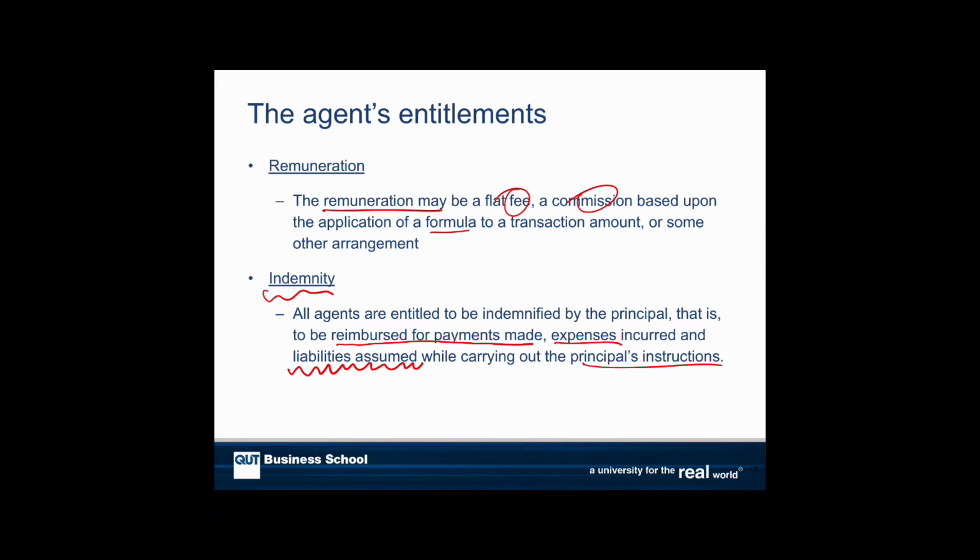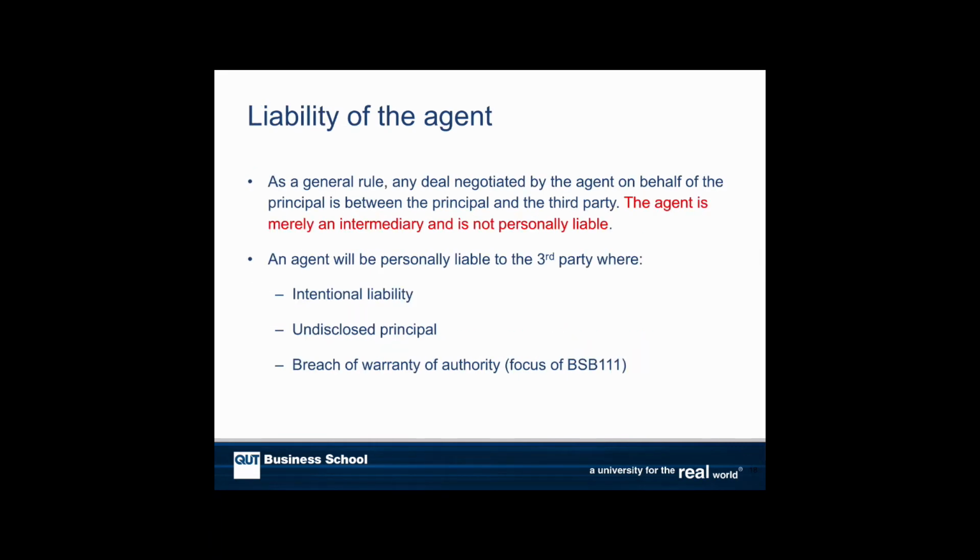Again, that's why scope of authority is important from the agent's perspective as well. Because if you're actually carrying out your role within the principal's instructions, they are the ones who will be liable for what happens, not you. Now, when can the agent actually be liable? Normally they're not, because the agent is an intermediary as a general rule.